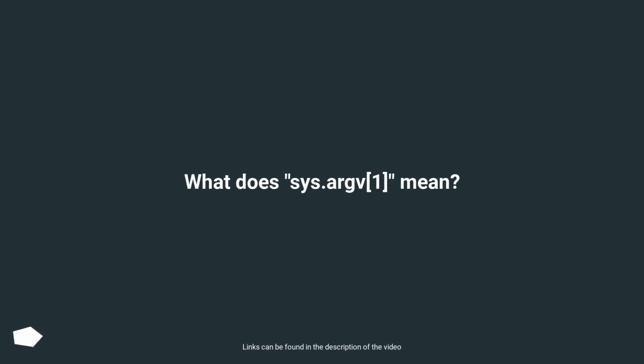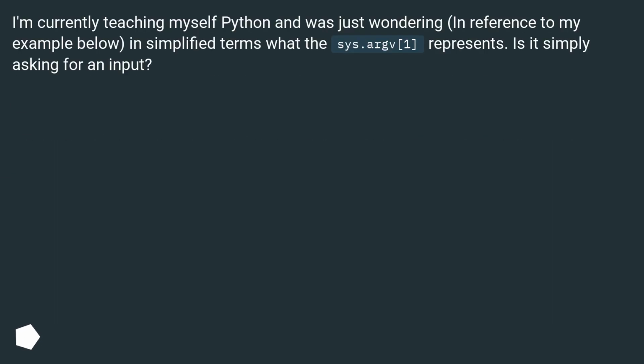What does sys.argv[1] mean? I'm currently teaching myself Python and was just wondering, in reference to my example below, in simplified terms what the sys.argv[1] represents. Is it simply asking for an input?